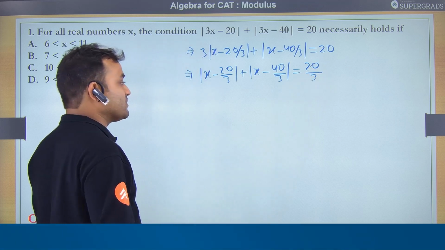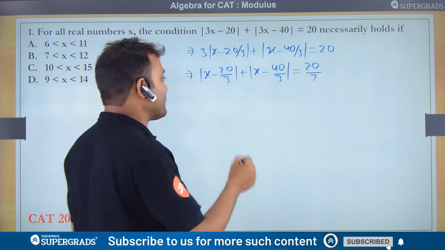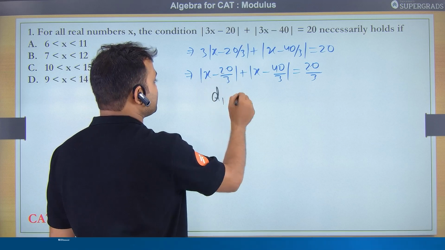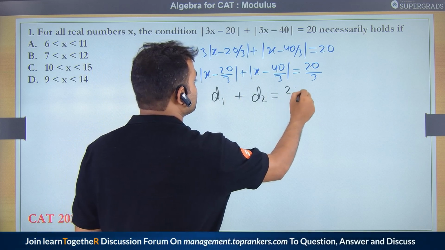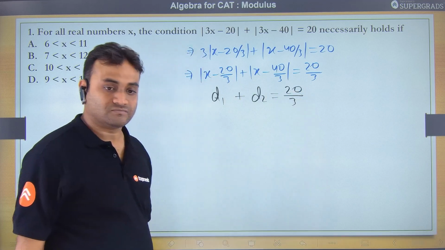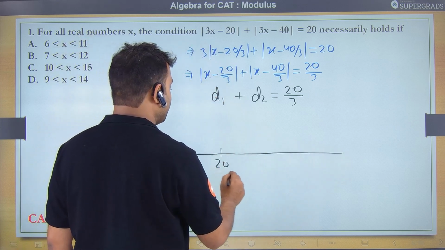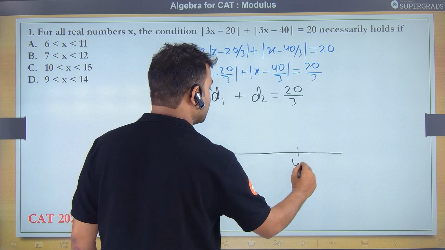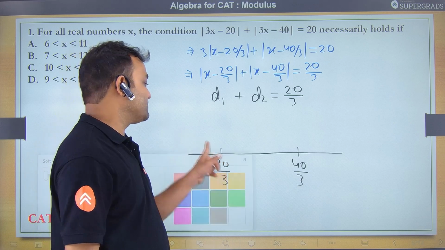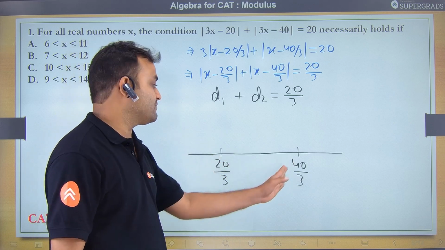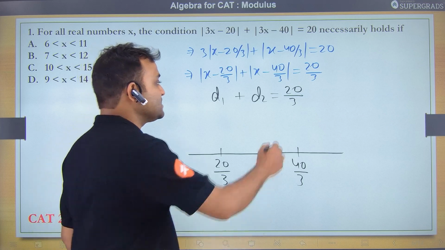So basically what we learned right now is we need to find for what values of x the distance between x and 20 by 3 plus the distance between x and 40 by 3 should be 20 by 3. So we are going to take these critical points, which are 20 by 3 and 40 by 3. Now check the distance between these 2 points. 20 by 3, 40 by 3, the difference is 20 by 3. This is what we want.